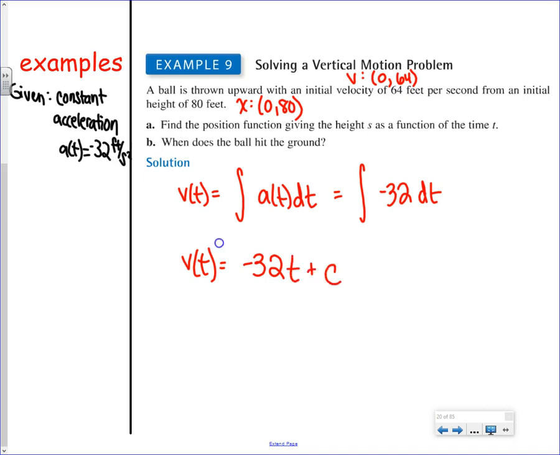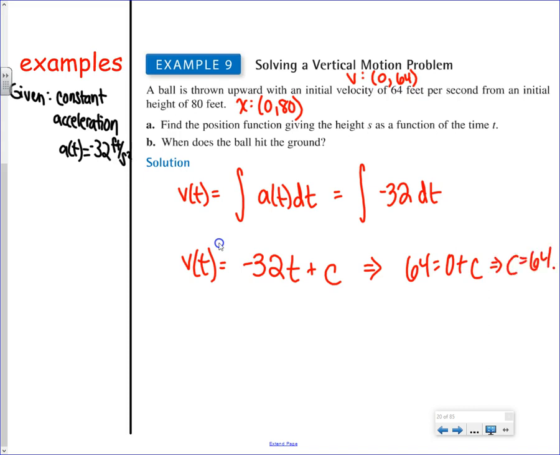And then plus C. Now hold on, is there anything in this problem that would help me solve for the C? Any sort of clue? Yes, there is. What is it? The initial velocity. Good. When time is 0, v is 64. So can't I plug in 0, 64? Yeah. Cool. Can you see what's going to happen? 64 equals 0 plus C, so therefore C equals 64.